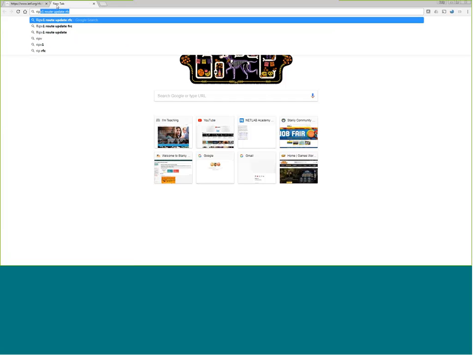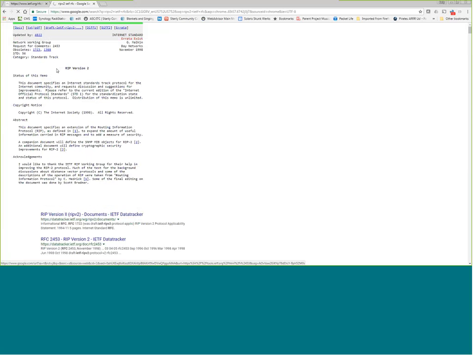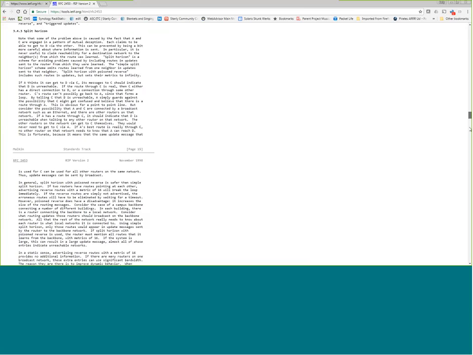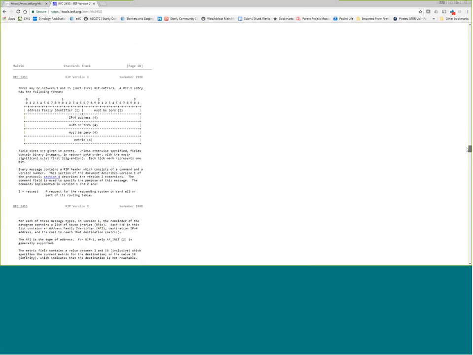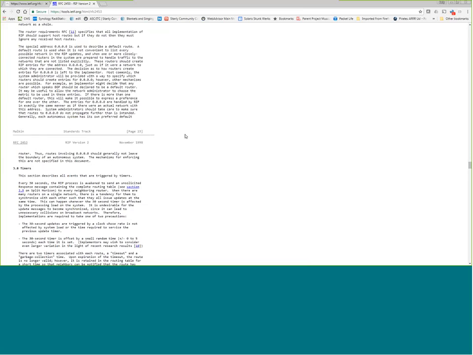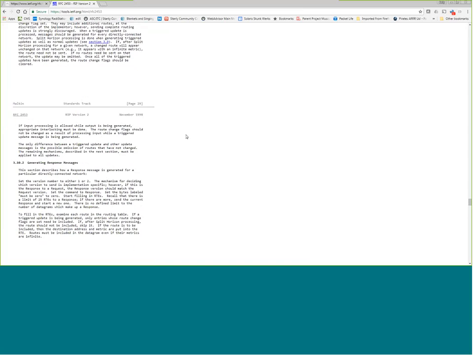But if we look at RIP v2 IETF RFC. Let's see if this is it. Should be it. I should be able to find it down in here. Let's see, where'd it go? And I know this makes for riveting viewing. And I think it's here.